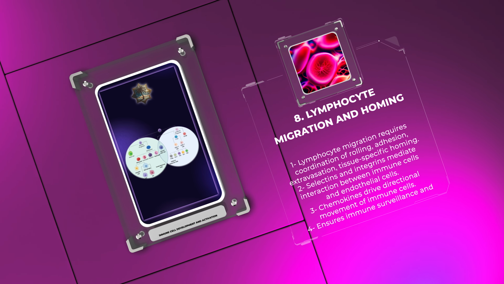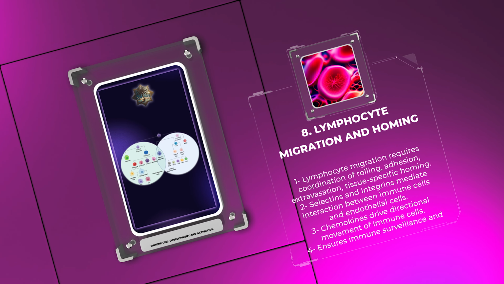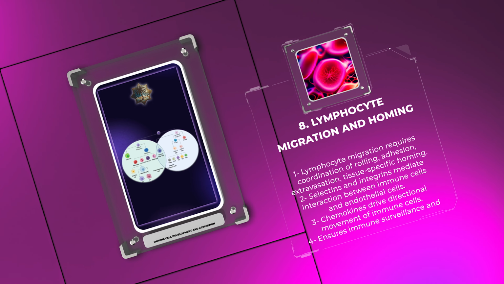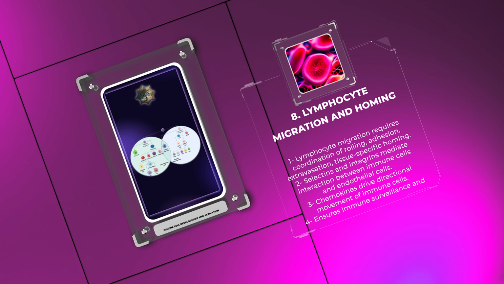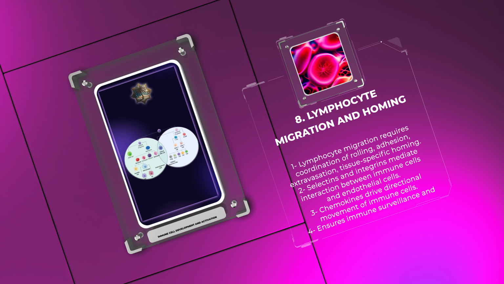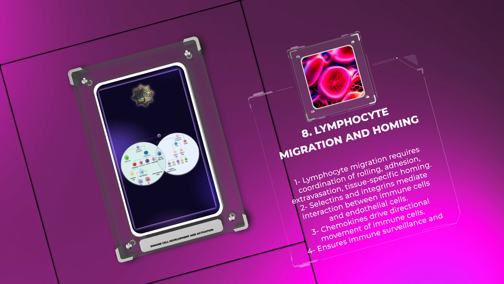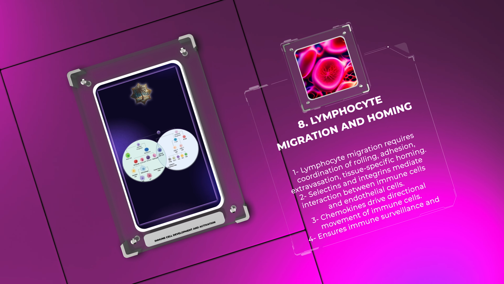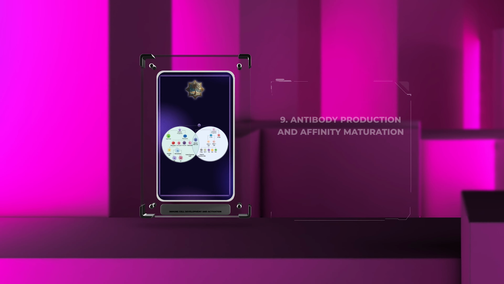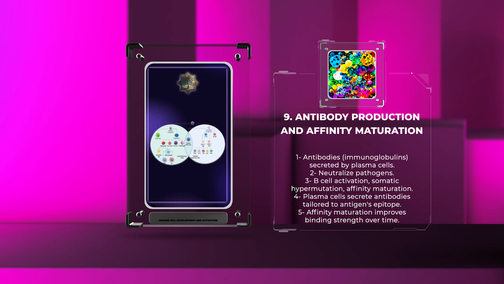Lymphocyte migration involves a highly coordinated series of events, including rolling, adhesion, extravasation, and tissue-specific homing. Selectins and integrins expressed on immune cells mediate their interaction with adhesion molecules present on endothelial cells lining blood vessels. Chemokines, a family of chemotactic cytokines, drive the directional movement of immune cells towards specific anatomical locations. These intricate processes ensure immune surveillance and the efficient targeting of immune responses to the sites of infection or tissue damage. Antibodies, also known as immunoglobulins, IG, are secreted by plasma cells and play a significant role in neutralizing pathogens.